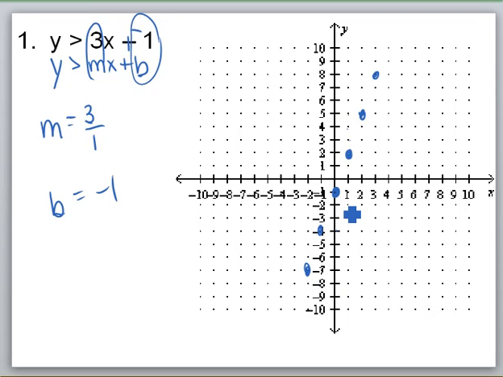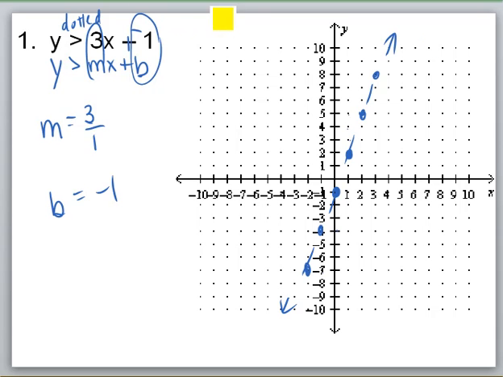Then once I have my line noted by the dots, I'll figure out which sign I need to use. This is a dotted line because it doesn't have the equal to sign underneath it, so I will mark it as a dotted line. And then I'm going to talk about shading. Which side do I shade?